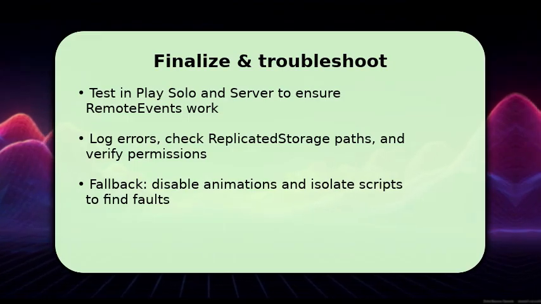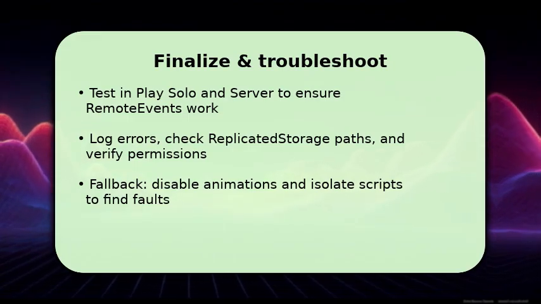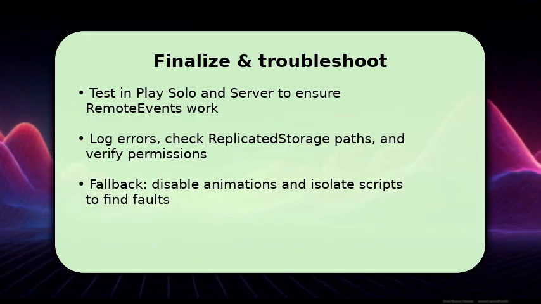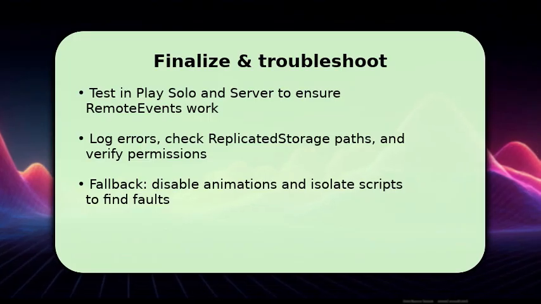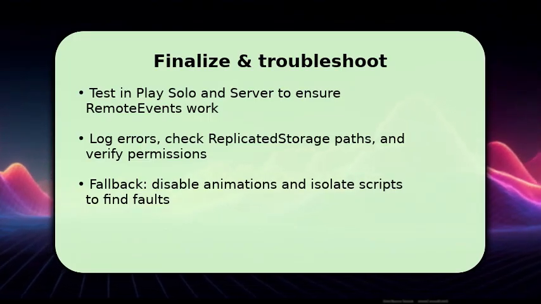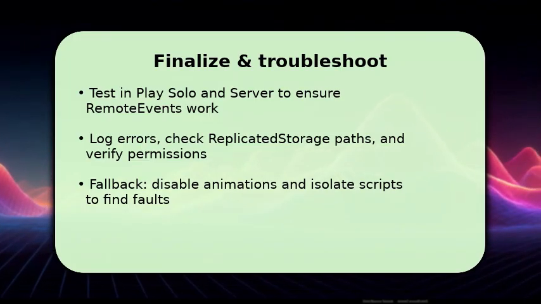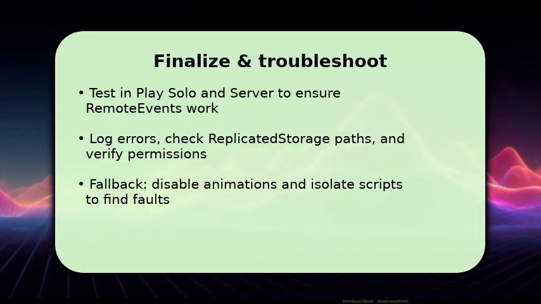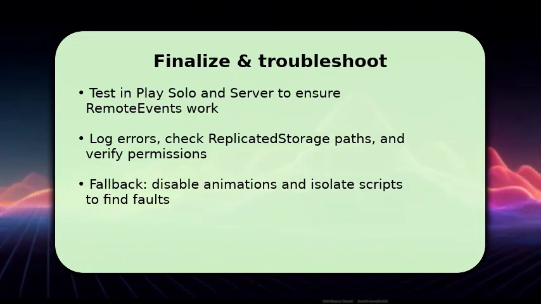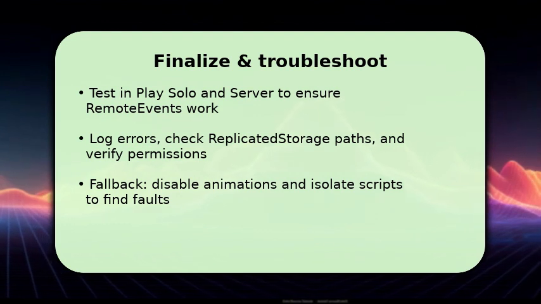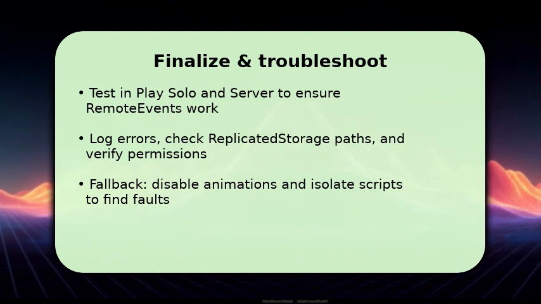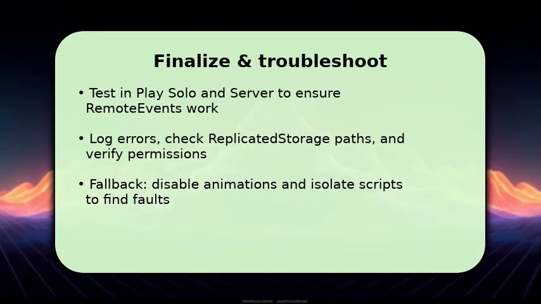Test in both local play and start server with multiple clients to confirm remote events and teleportation behave correctly. If something breaks, inspect the output for nil references, confirm ReplicatedStorage paths, and ensure the module script returns the expected table. One key tip: if animations or interactions fail, temporarily disable tweens and isolate the local script to pinpoint the exact failing call.